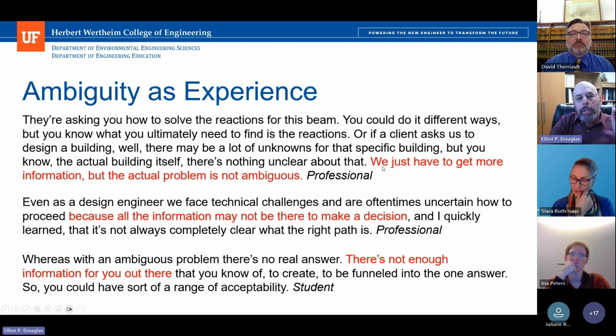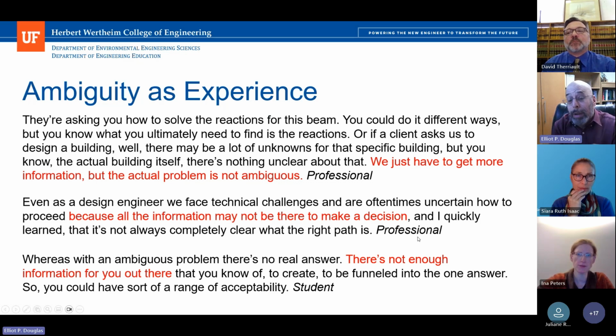And this professional is saying that just because you don't have information doesn't mean the problem is ambiguous. You have to get more information to solve the problem, but the problem itself is not ambiguous. You know how to do it. You know what needs to be done. Now, if you look at this second one, this professional, and they're not necessarily talking about the same problem. I want to make that clear.